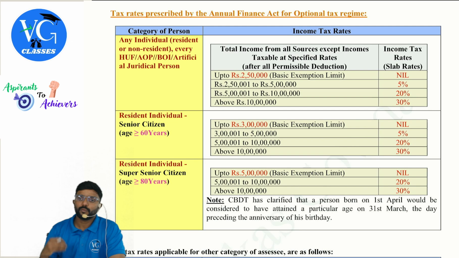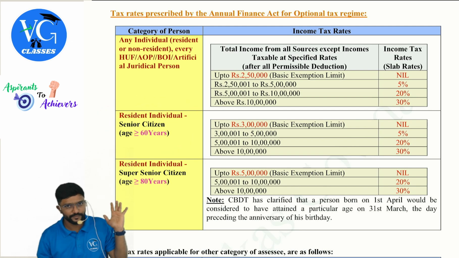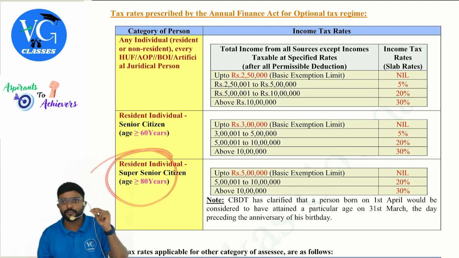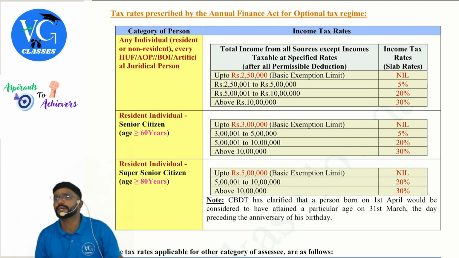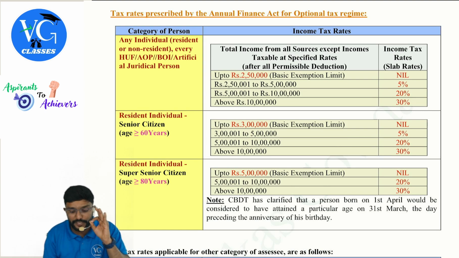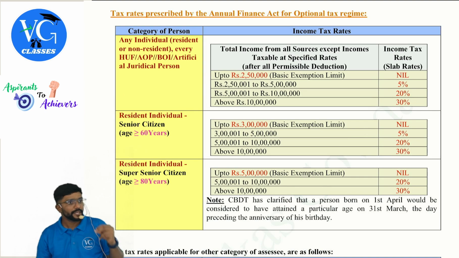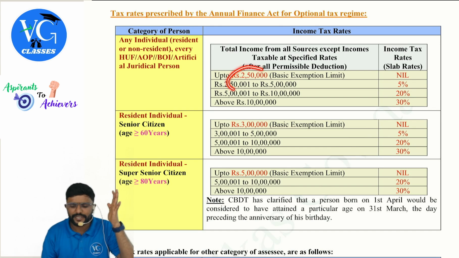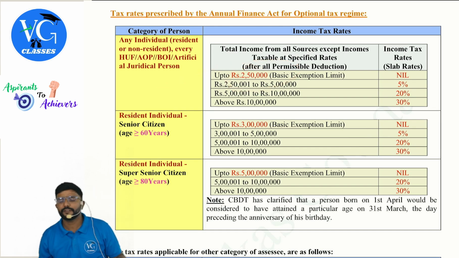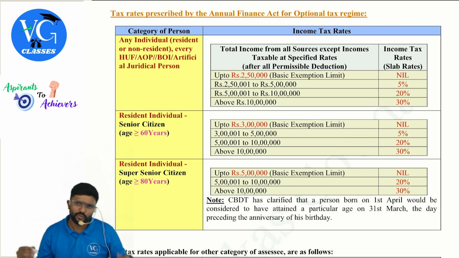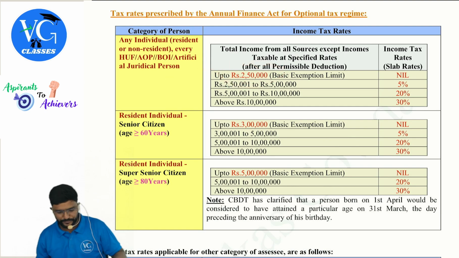Sir, what if they are aged 80 or more? This is 60 or more, less than 80, whereas this one is more than or equal to 80 years. Who is the resident? Please be careful. These benefits are only for residents. If I am a non-resident individual, 80, 90, 100, whatever it is, the basic exemption limit is 250. Or if I am a HUF, AOP, BOI, whoever it is, other than an individual, it is always 250.